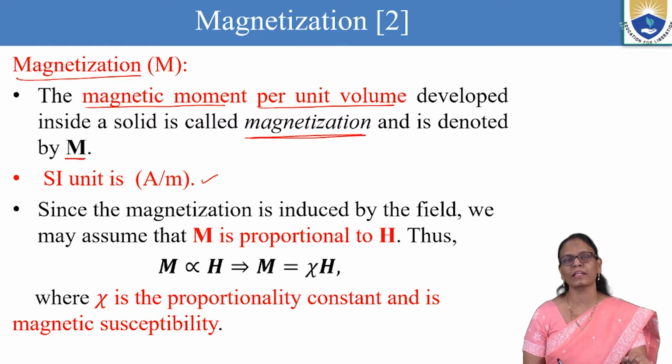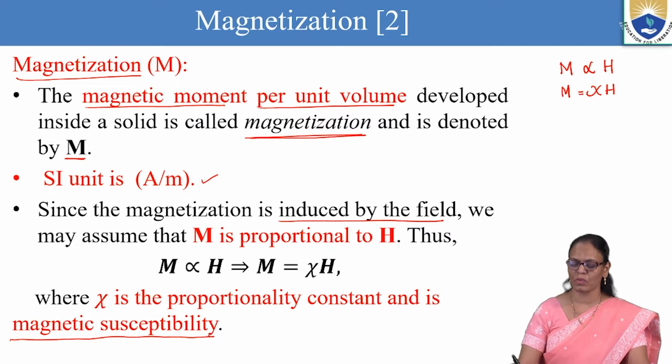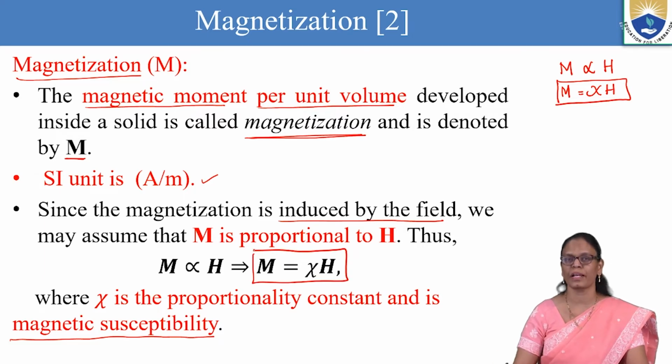Since this magnetization is induced by the field, whenever we are keeping a material inside a magnetic field, the magnetism is induced in it. So what we assume is M should be proportional to H. H is the intensity of the magnetic field. As the intensity of the magnetic field increases, the magnetization also increases. So we write M is proportional to H and we can write the proportionality constant as chi. This is called the proportionality constant or magnetic susceptibility. So this is the formula we have for magnetization: M is equal to chi into H.